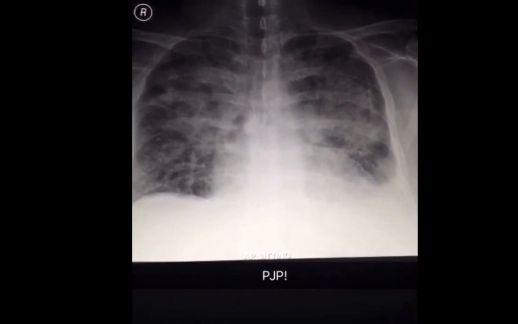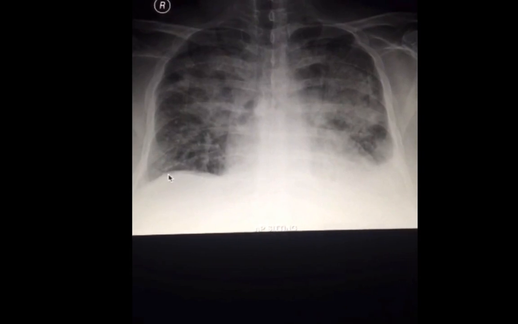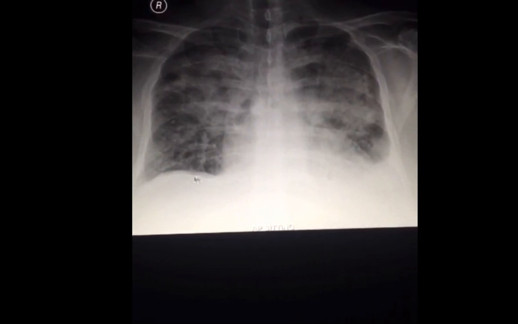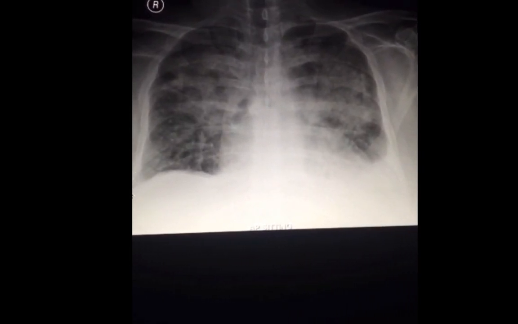of PCP. I'm sure you've noticed that the right hemidiaphragm is well seen, has a dome-shaped appearance, and a preserved costophrenic angle.